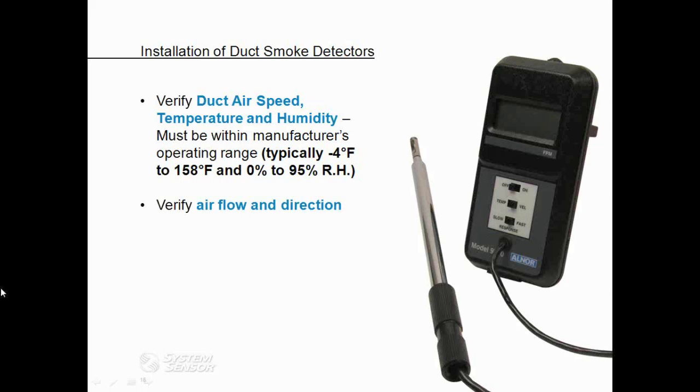Check the literature of the particular detector that you're installing to be sure that you are within those specified parameters. As for the System Sensor duct smoke detectors, our standard duct smoke detectors are approved for a temperature range of -4 to 158 degrees Fahrenheit and for a humidity range of 0 to 95% non-condensing.